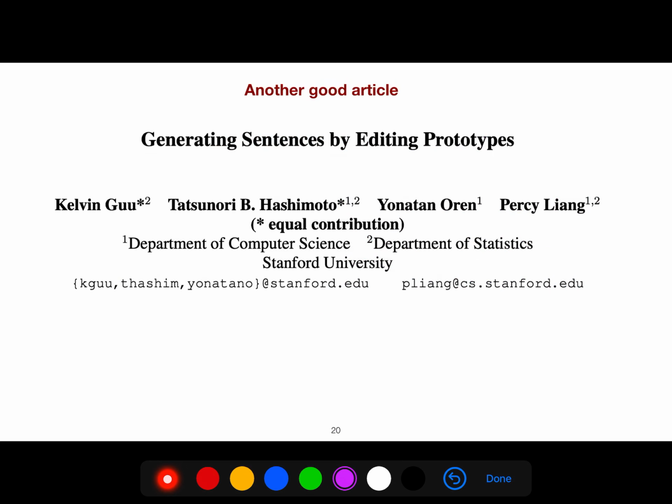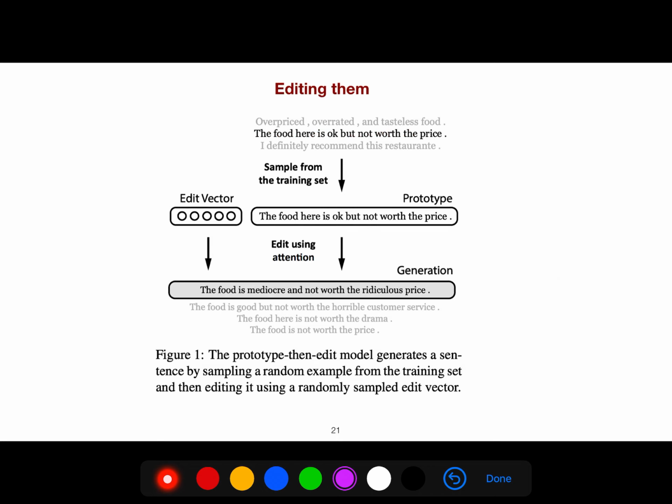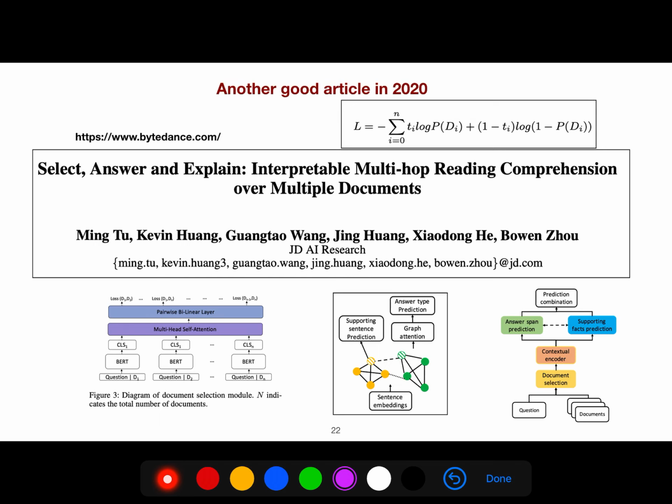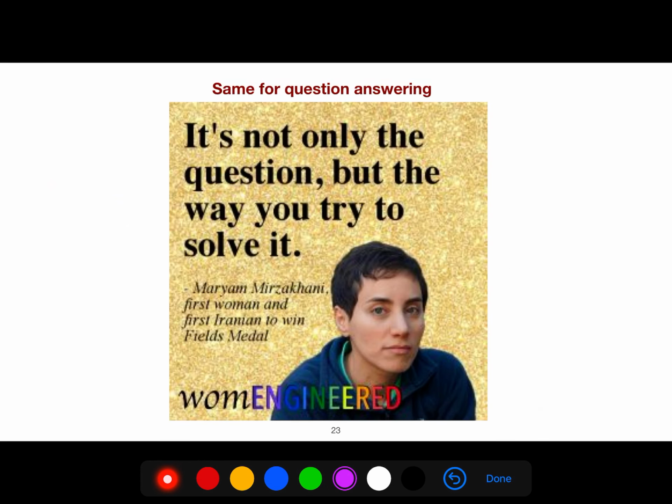Another good article that I highly suggest is "Generating Sentences by Editing Prototypes". So we are given a sentence. This is an article, I don't have time to explain it. Another good article is this one: "Select, Answer, and Explain". I mean, the title answers. So I summarized it in just one slide. So it's not only the question, but the way you try to solve it.